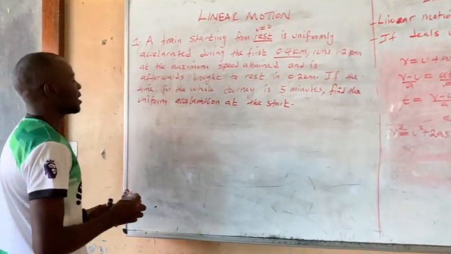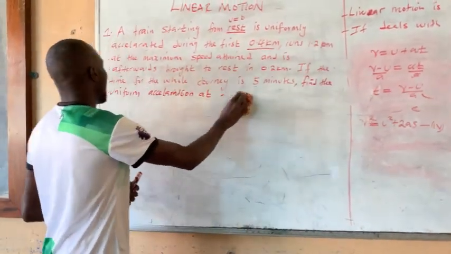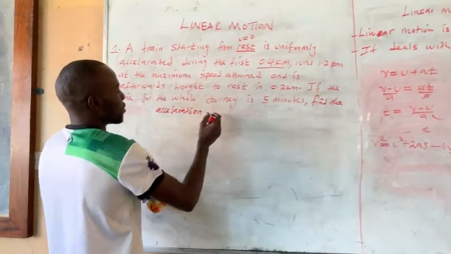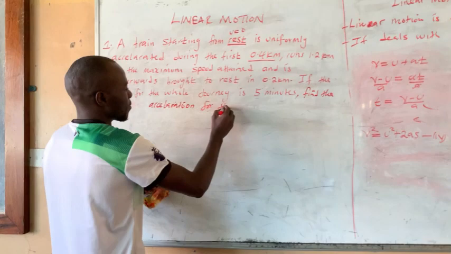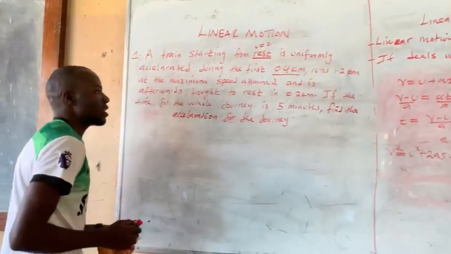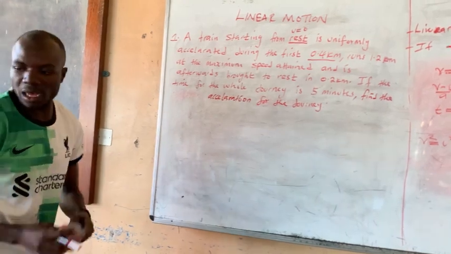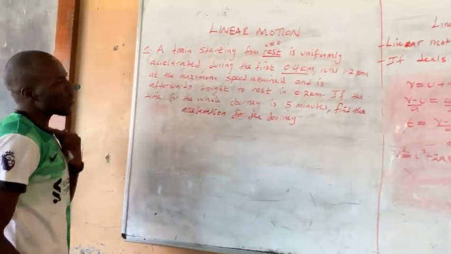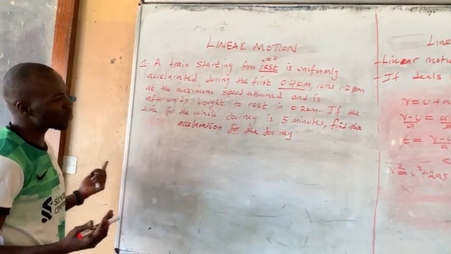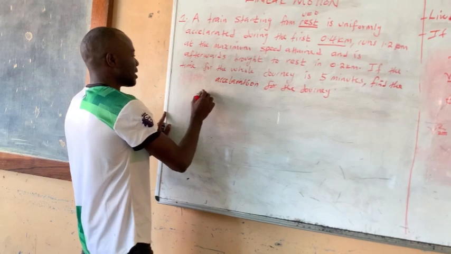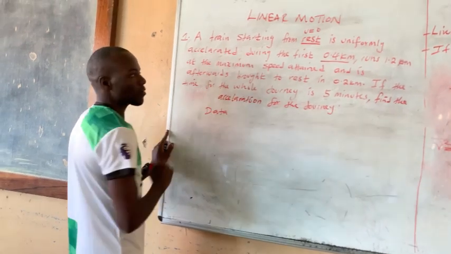Okay, so find the acceleration for the journey. Find the acceleration for the jump, or just at the start of this object, in this case the train. So now, what are we going to do here? Okay, looking at what we are given, we have the data from the question.